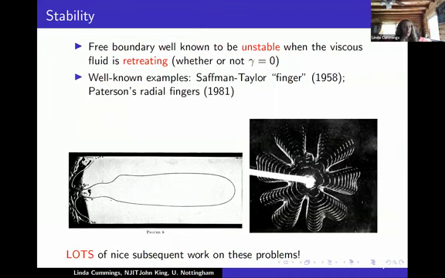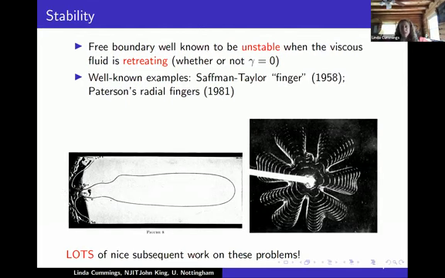Stability of solutions is obviously important, particularly if you're thinking about applications such as oil recovery. So the free boundary is well known to be unstable when the viscous fluid is retreating. So if air is displacing a viscous fluid, that's an unstable situation, whether or not the surface tension is set to 0. And some very well-known examples of this instability are the Saffman-Taylor finger, which you see here on the left. So here we're injecting air from the left of the cell. So this is an air finger that you see here.